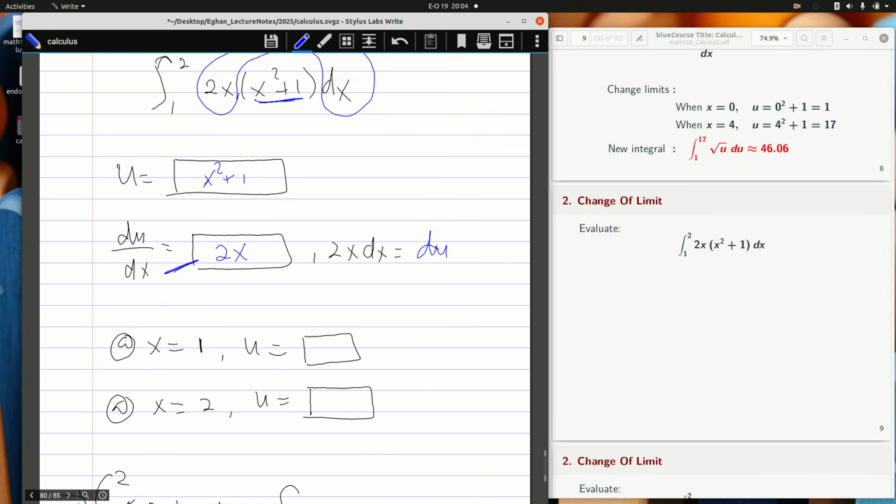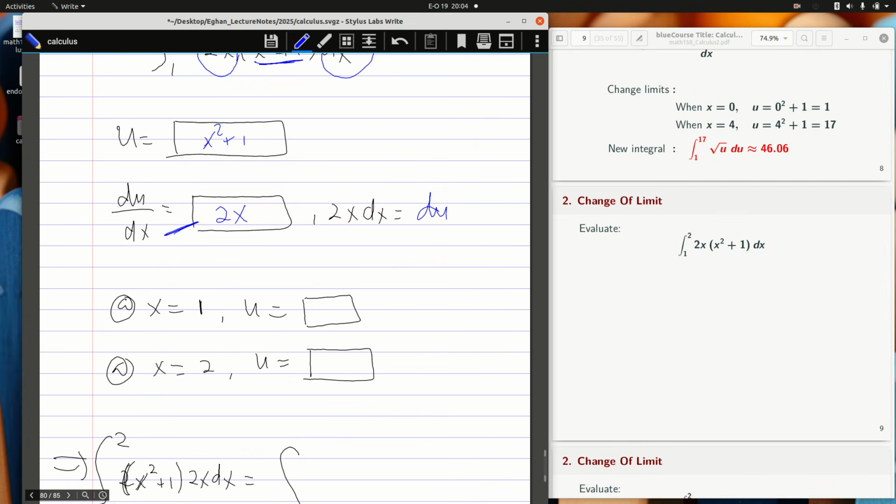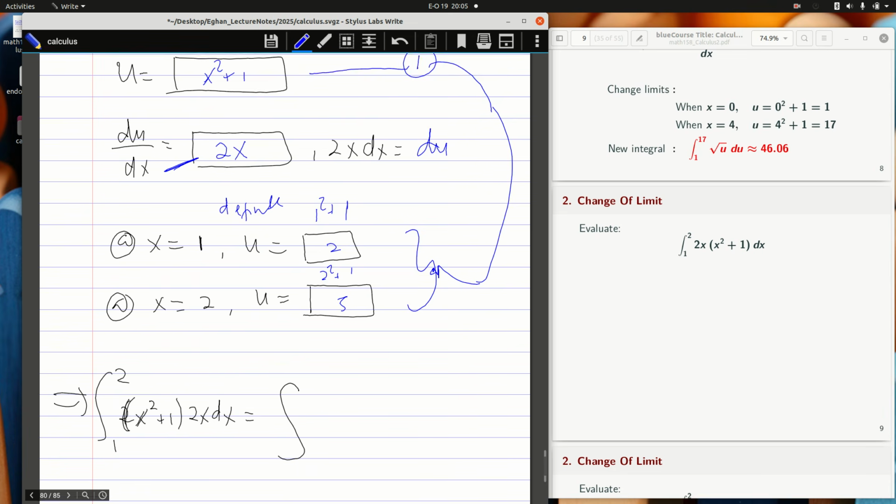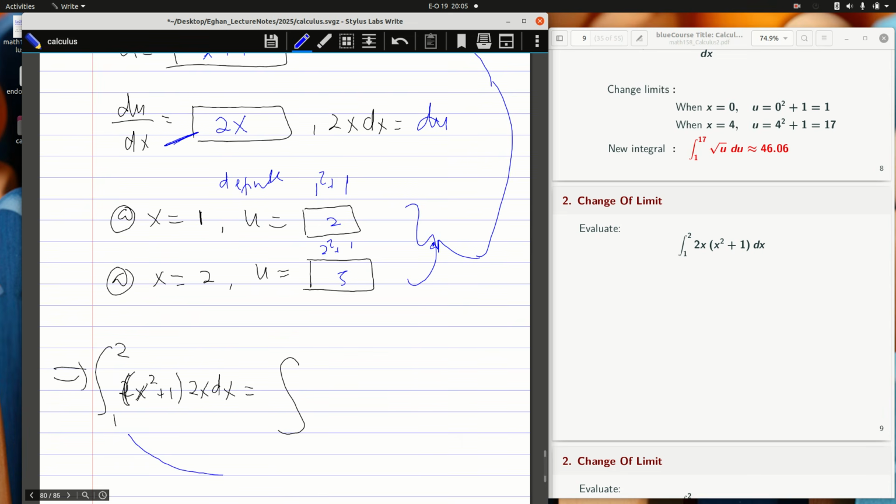Now we must change the limits as well. Why? Because I have a definite integral. So at x equal to 1, u will be 1 squared plus 1, which is 2. At x equal to 2, u is going to be 2 squared plus 1, that is 5, from equation 1. So it means that in this whole integral, 1 will become 2, and then 2 becomes 5 here.